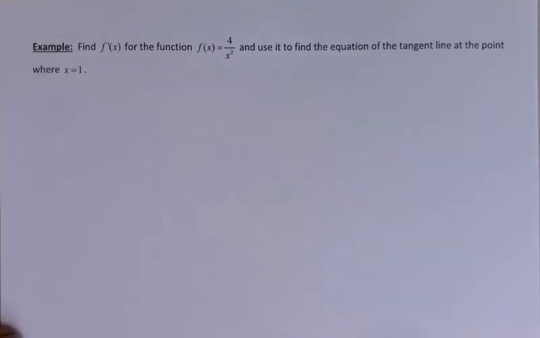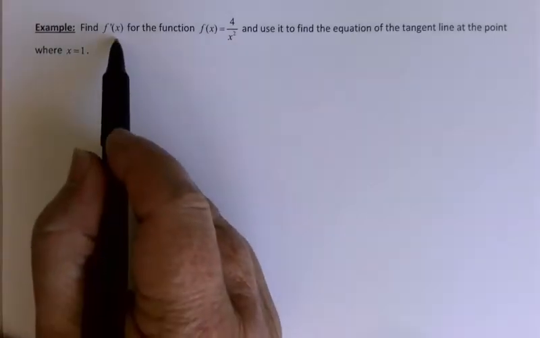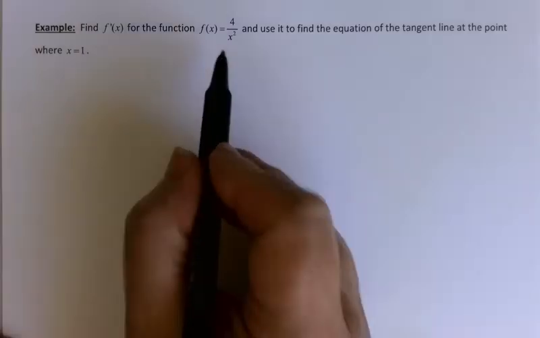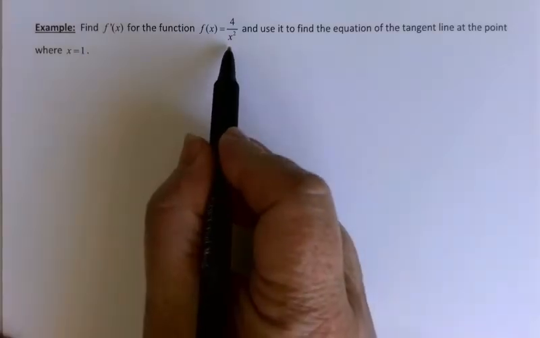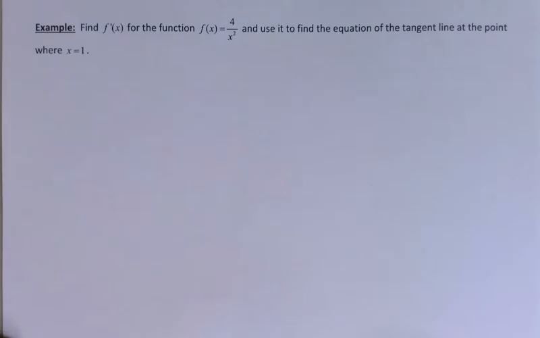This is section 2A, part 2. We've now got our analytic formula, our definition of the derivative, and we'll practice using that in a couple of examples. So in this next one, we have the desire to find f prime of x, the derivative, for the function f of x equals 4 over x squared. And then we'd like to use that to find the equation of the tangent line at the point where x equals 1.